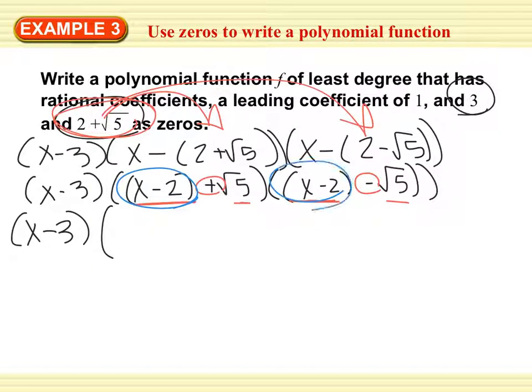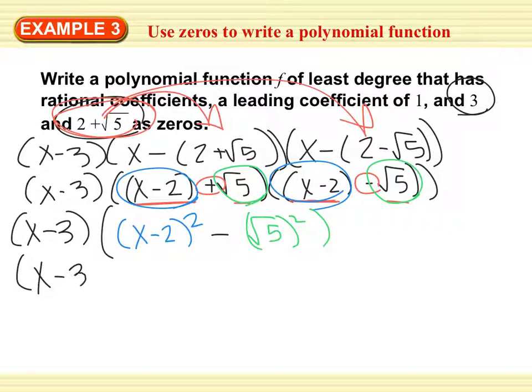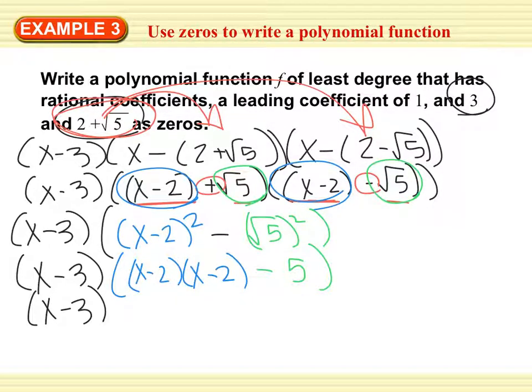I'm going to do this in blue and this in green, just to help us see it. So what I'm going to see here is x minus 2 squared minus square root of 5 squared. Notice I just keep on rewriting that x minus 3. x minus 2 squared is really x minus 2 times x minus 2, and minus square root of 5 squared is just plain old 5. Again, x minus 3. x minus 2 times x minus 2 is x squared minus 4x plus 4, minus 5.